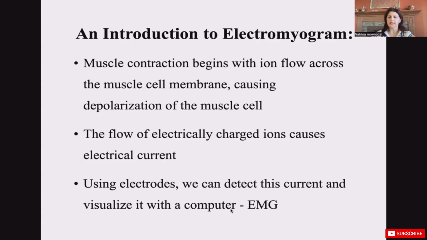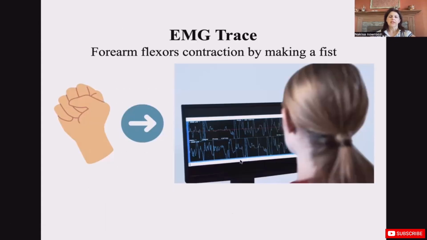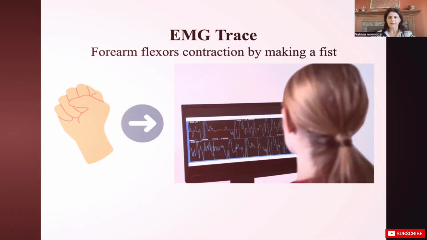electromyogram or EMG. Here, it's showing an EMG trace, in which the subject has flexed his arm. The forearm is flexed by contracting, making a fist. And throughout these experiments, these flexors are constantly working and contracting.